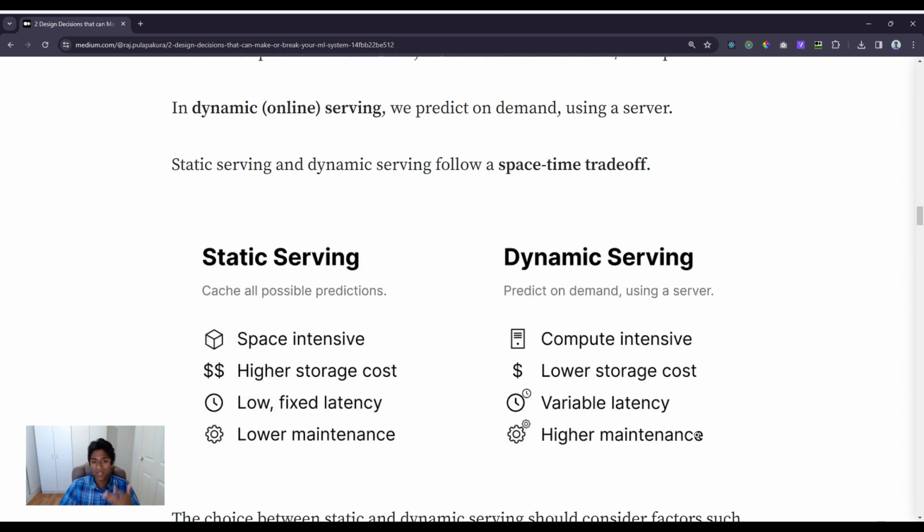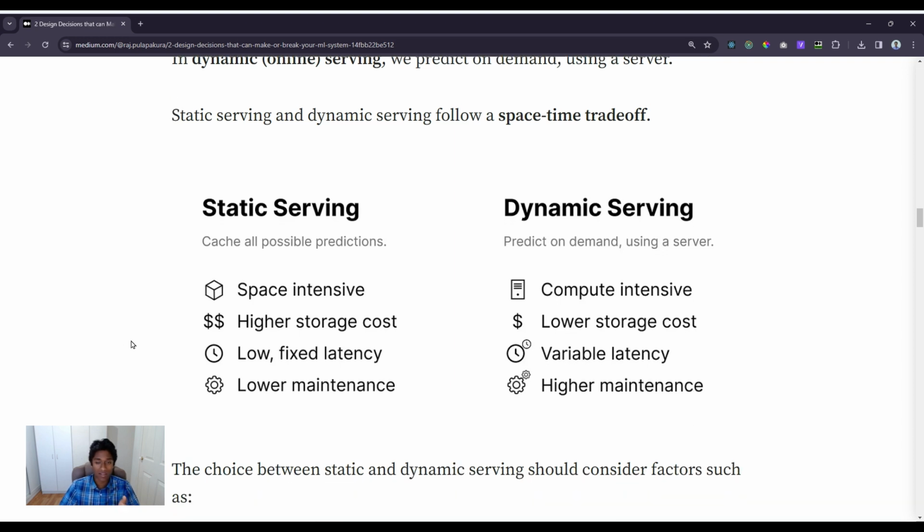Static serving and dynamic serving follow a space-time trade-off. In static serving, the workload is space intensive because we have to store all those predictions. And it's going to be higher storage cost, but we'll get low fixed latency. And there's also lower maintenance.